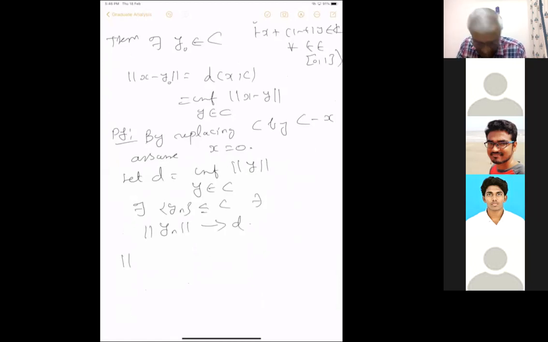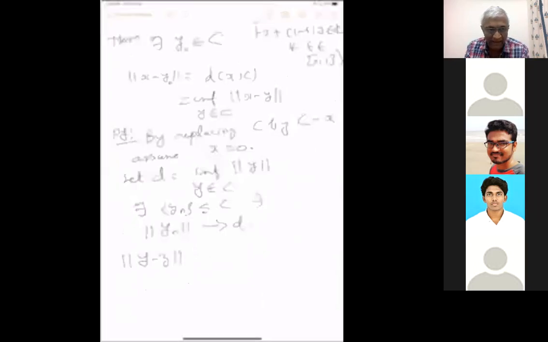Because it's a Hilbert space, there will exist a limit, and because C is closed, the limit will be in C, and that is the point we need, okay? So for that, I have to consider Yn minus Ym. So let me consider Y minus Z, okay? Y minus Z. So what is that?